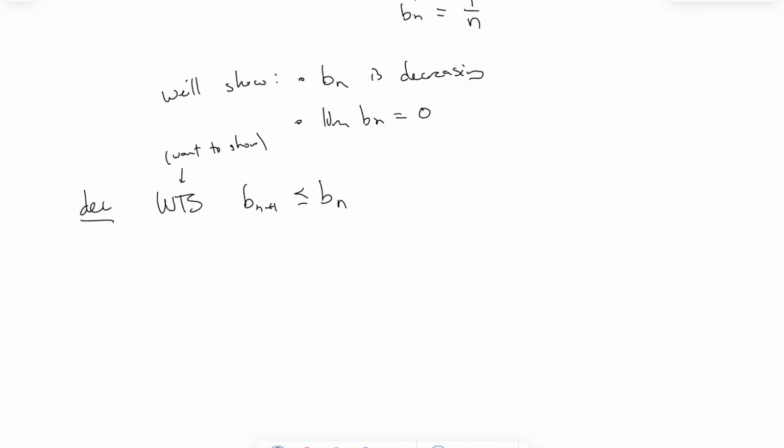That's what it means to be decreasing. It should be strictly less. That is a technicality that doesn't really matter, but this is how our book defines decreasing. All right.